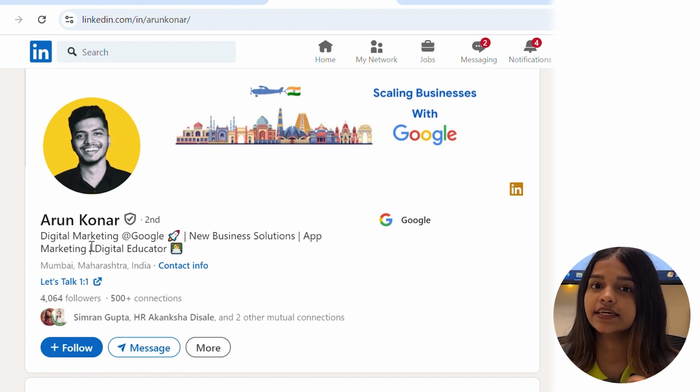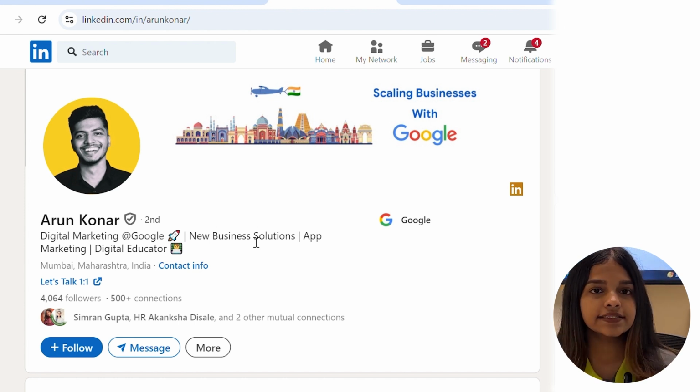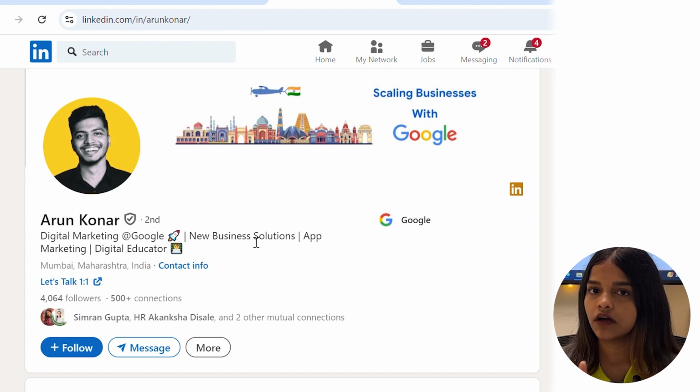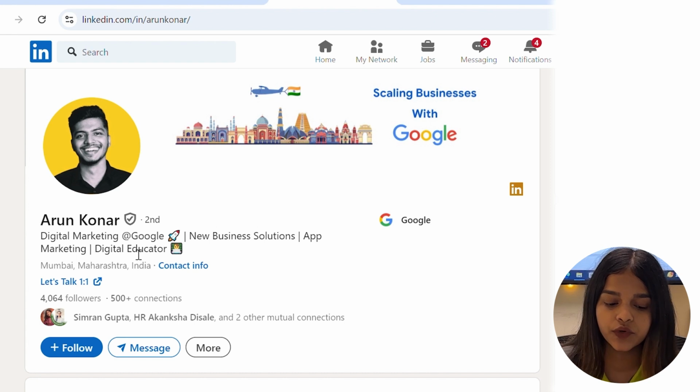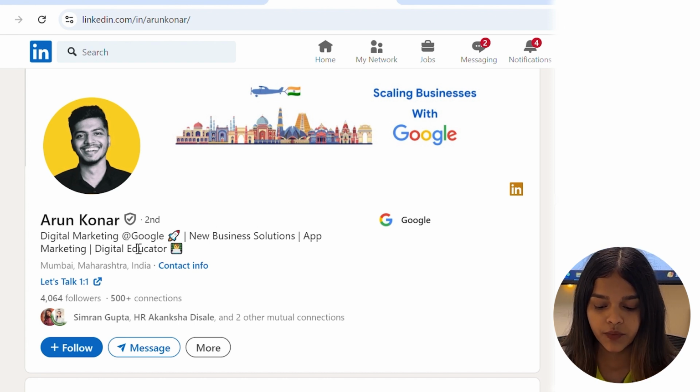The second thing is a catchy headline. A headline is something where in a few words you market yourself. You put the things about you in your headline. So that is how you should be curating a headline. Now you can read about this individual, you can get to know about this person in just a few words. So that is how you craft a headline, which I'm sharing on the screen once again.